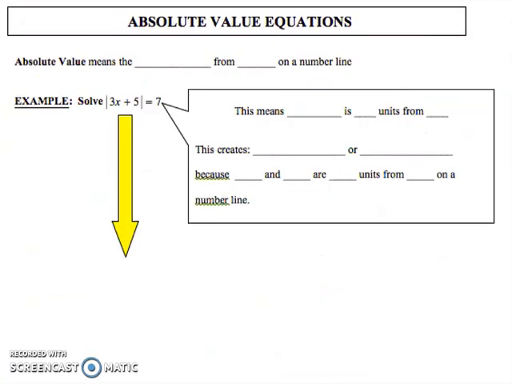The last thing that we're going to talk about in this section is absolute value equations. Absolute value, hopefully you remember, means the distance from 0 on a number line. So we're going to solve this equation, the absolute value of 3x plus 5 equals 7. First of all, let's talk about what this means. This means that 3x plus 5 is 7 units from 0.